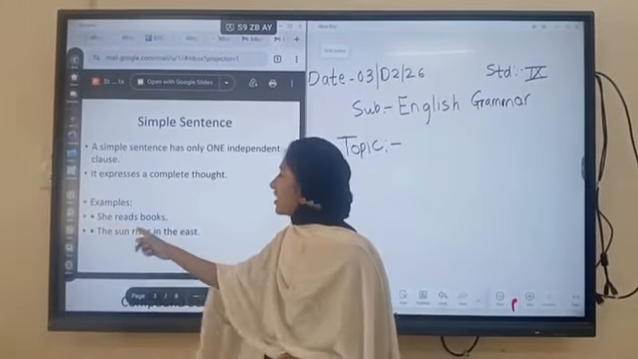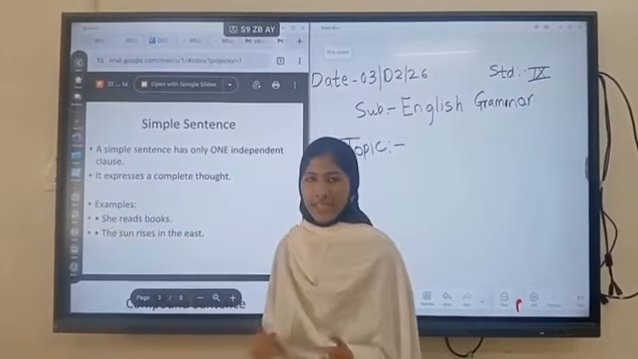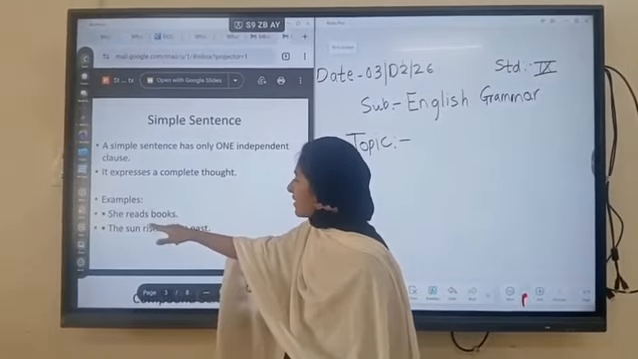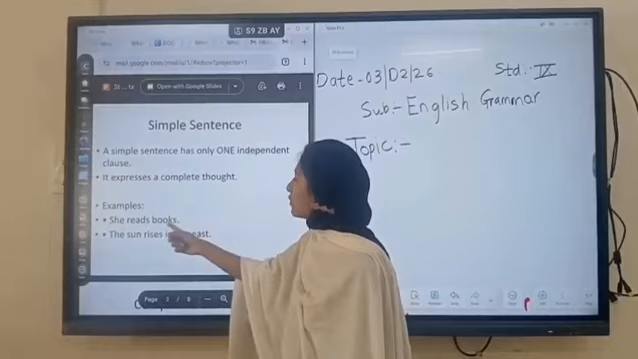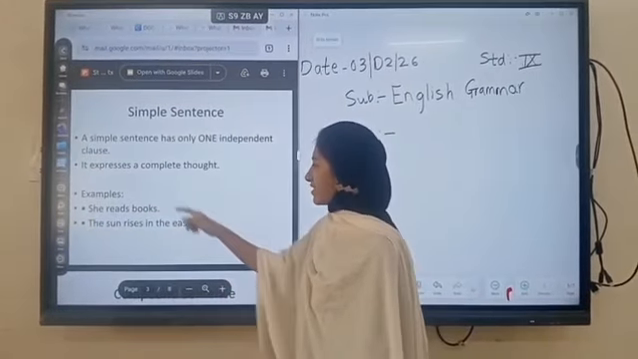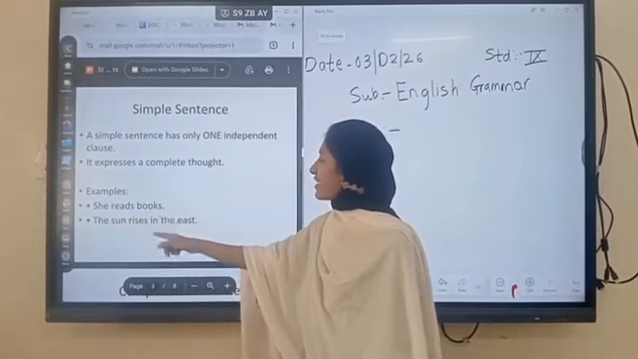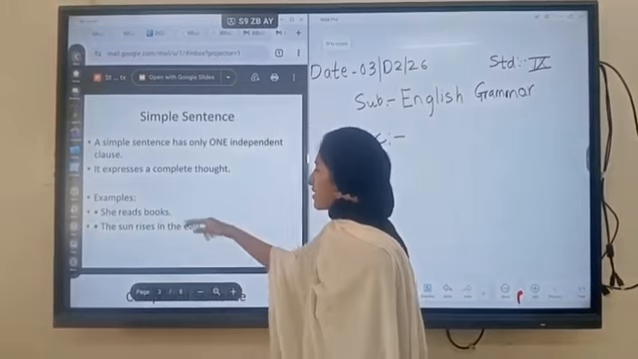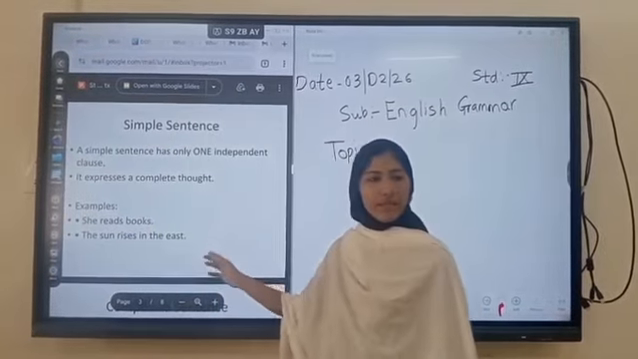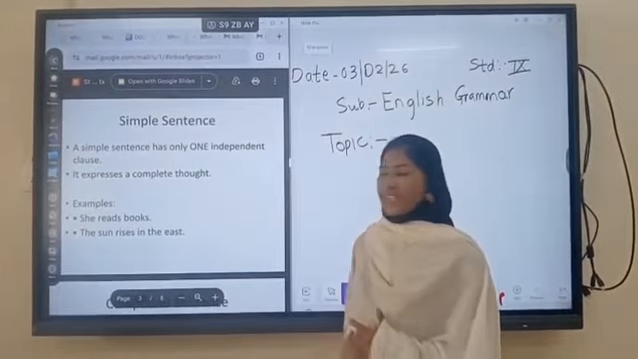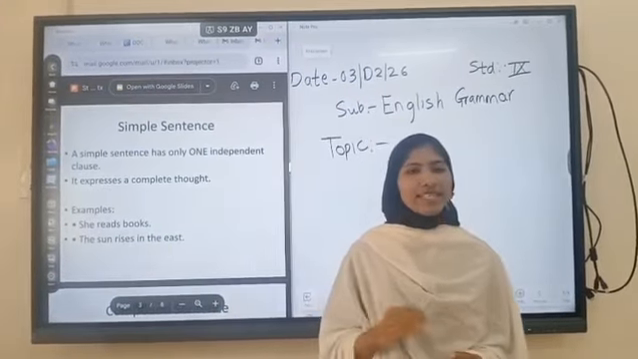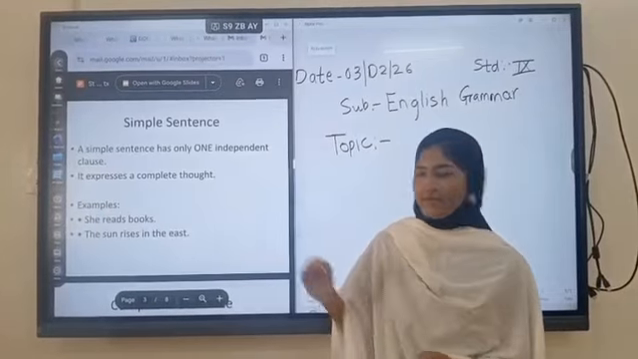For example, she reads books. Here, she is the subject who is performing the action. Reads is the verb, and what she is reading, the books, is the predicate. Now, another. The sun rises in the east. The sun is the subject. Rises is the verb. So the sun will be the subject and rises in the east will be the predicate. For example, the pizza smells delicious. The pizza is the subject. Smells delicious is the predicate.